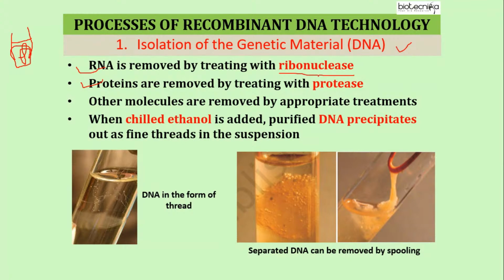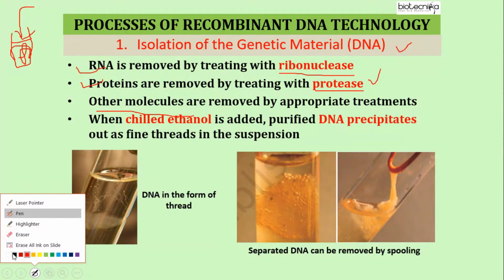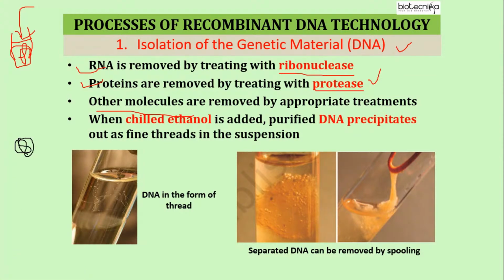Why nuclease? Because RNA is a genetic material. So the ribonuclease enzyme will be added to the solution and will cleave all of the RNA present in the solution or supernatant. Once this RNA is cleaved, your DNA is free from RNA impurity. Now it still has protein. Now you will add protease, an enzyme that will cleave the protein part. Similarly, you will cleave other molecules present in the solution. And once you have the pure DNA, what will you do?